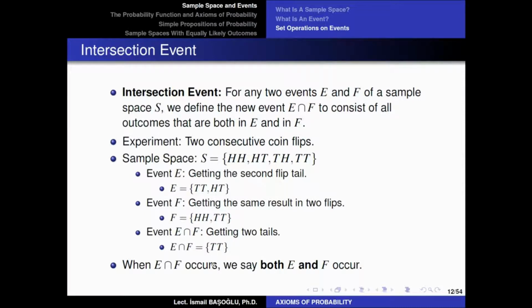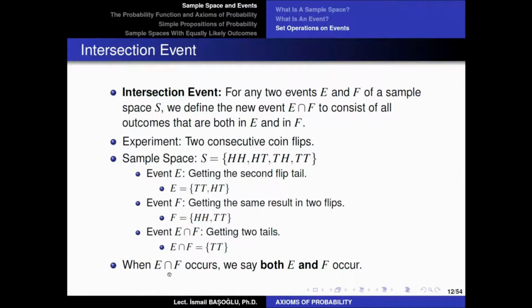And how can we give a qualitative definition for the intersection event? It is basically getting two tails as an event. So the intersection event of E and F is defined as getting two tails. If I tell you, as a result of this experiment, the second flip is a tail, and we have got the same result in two flips, you would automatically understand, right, that we have two tails. So if the intersection occurs, we say both E and F occur. Or if both E and F occur, then the intersection occurs.